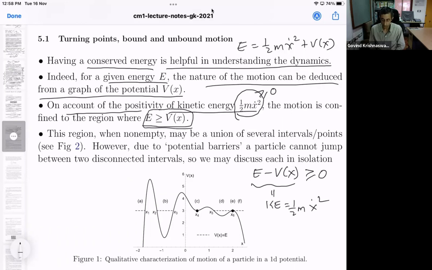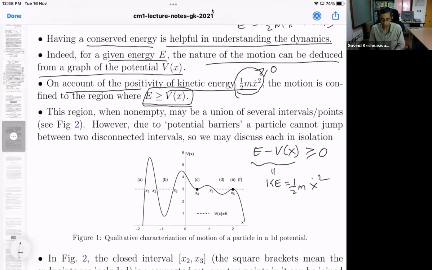Now one can look at the possible values of x on the real line where this inequality is satisfied given your potential function. So let us take an example. First of all, a set of x's where energy exceeds potential energy, when it is non-empty. It may be empty, there may be no point. But when it is non-empty, it may be the union of several intervals or points, etc. So let us look at this example.